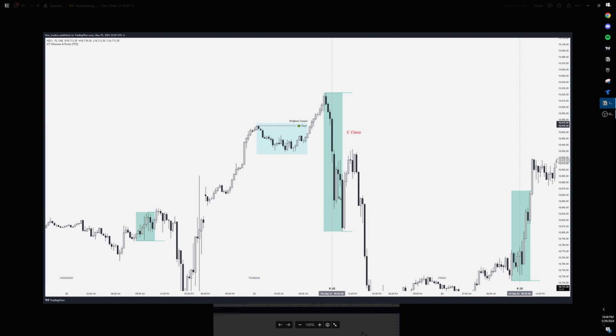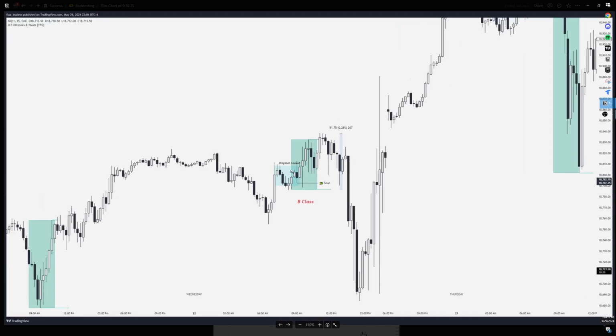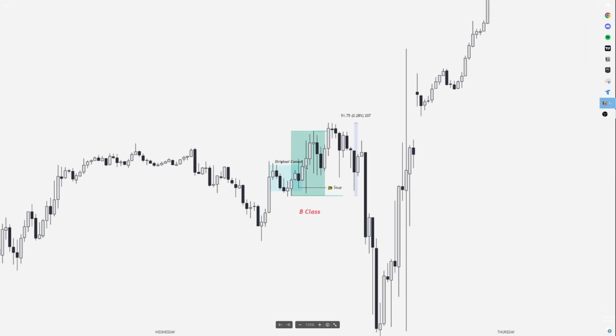Drops off expansion at 9:30. So no turtle soup in there. But notice the OG consol and the turtle soup above here. Another B class. Consolidation, 9:30. Drops it. Turtle soup. Expands up into time.